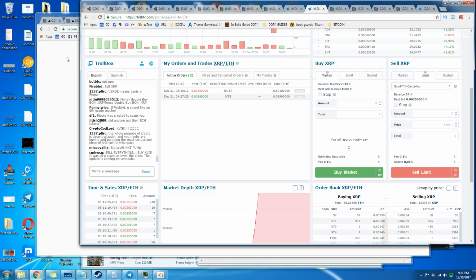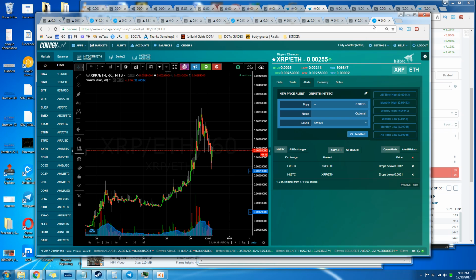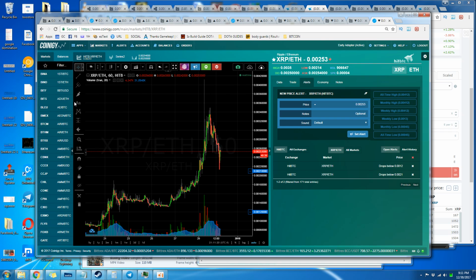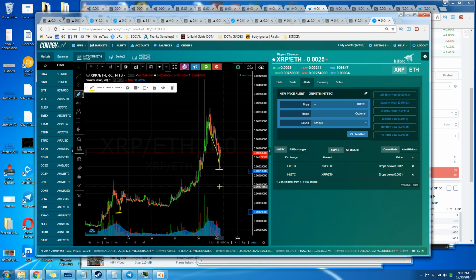So I had my order at 18s for Ripple because if you check the chart here, I consider this a base. This was the base here, and it never got cracked. So I put my bet here at 18. I saw it coming down, so I figured I'll just put a little bet down here and see if it goes down there.